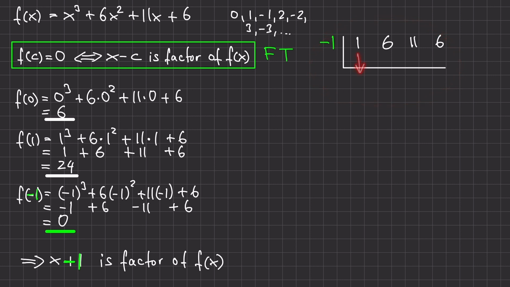Bring down the 1. 1 times -1 is -1. 6 plus -1 is 5. 5 times -1 is -5. 11 plus -5 is 6. 6 times -1 is -6. And 6 plus -6 is 0. So we get x squared plus 5x plus 6.